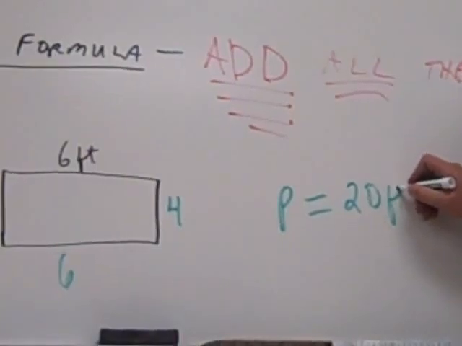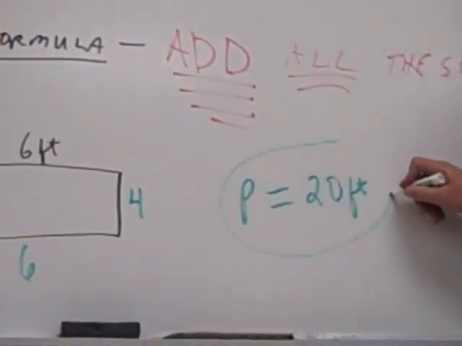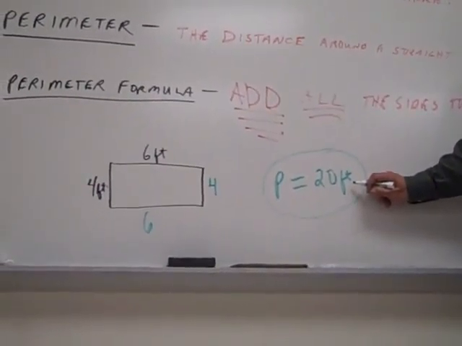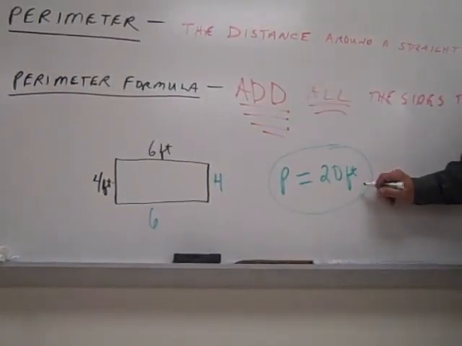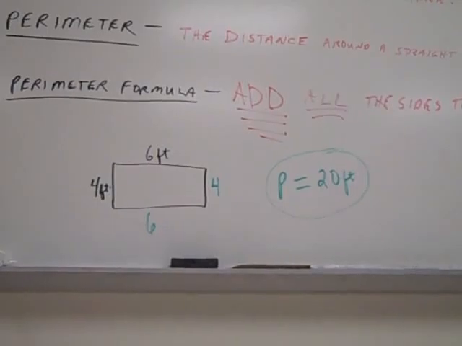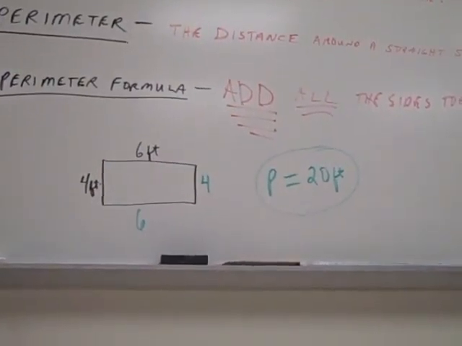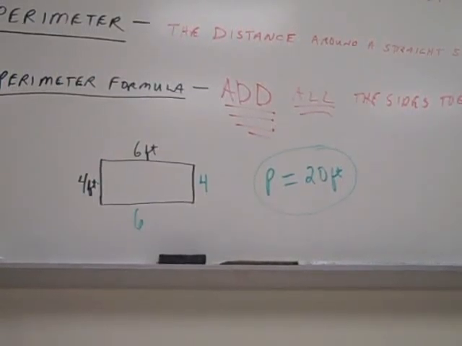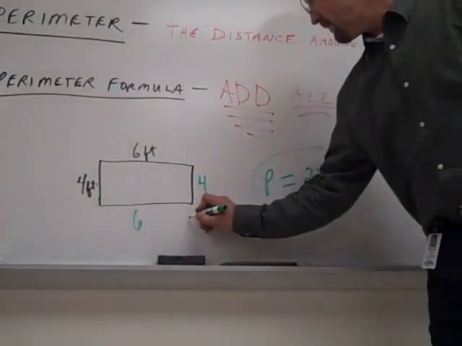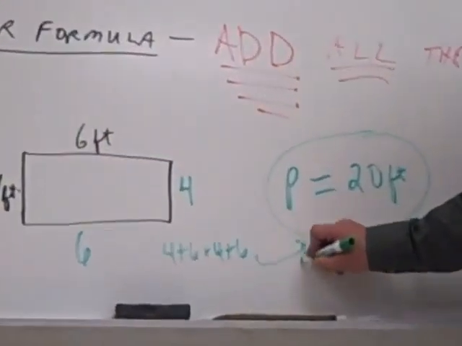Now folks, since we're dealing with geometry and measuring things, we must have feet in this problem. We must have a label to our answer because we are measuring, finding the perimeter using measurements that are given to us, either feet, meters, centimeters, inches, whatever. So our answer must be 4 plus 6 plus 4 plus 6, and we get 20.